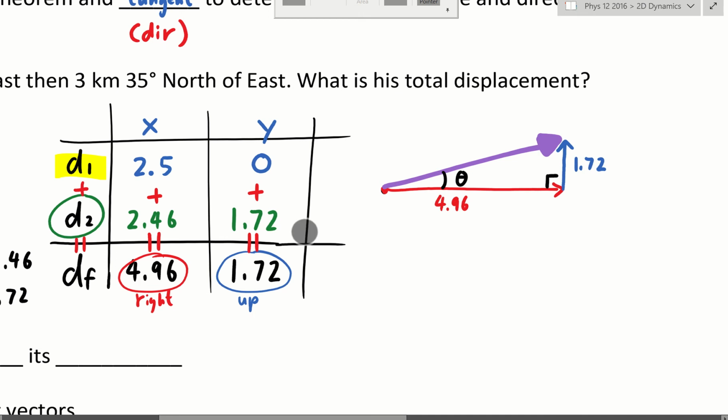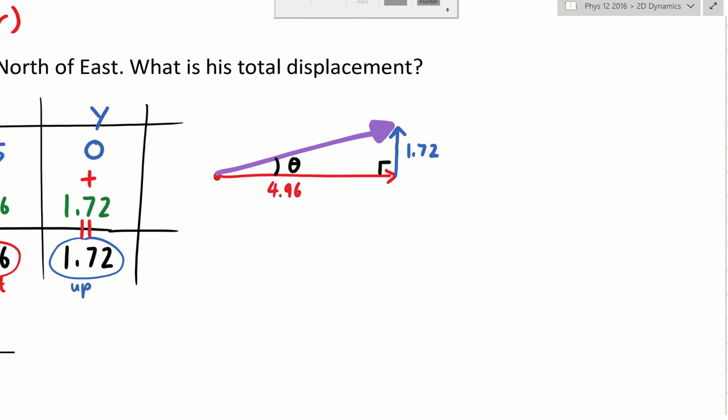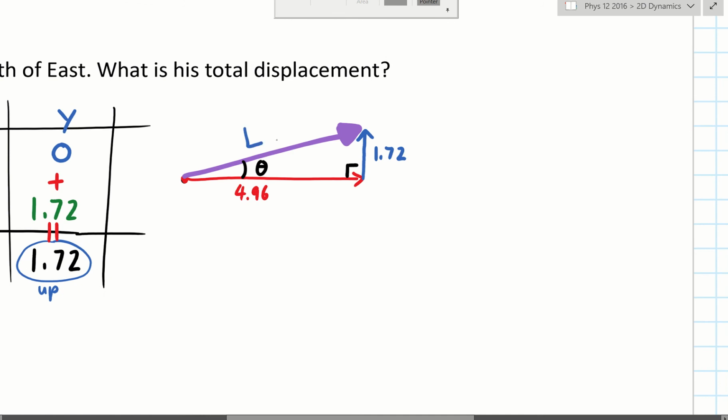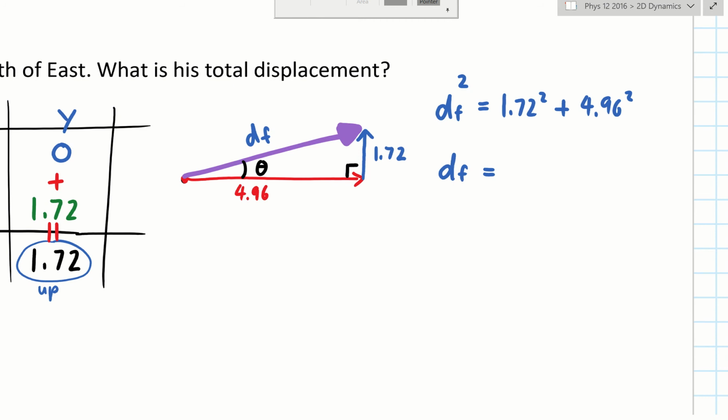All right, so at this point, all we have to do is Pythagorean theorem to figure out the length and tangent for the angle, and then that's it. So for the length, which I guess is what we call d final, we can just use Pythagorean theorem. So d final squared is 1.72 squared plus 4.96 squared, and then you get d final this way. Just a calculator, very common calculator question. So 4.96 squared, and then you add them together, you take a square root at the end, and then that's it.